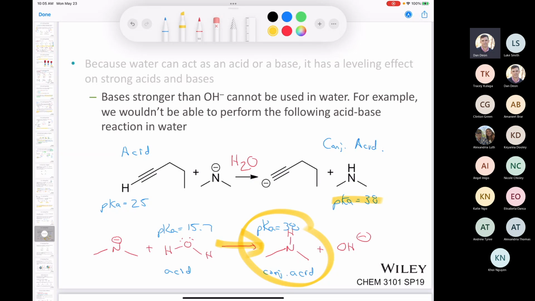So what happens is when you put water in this, or if you tried to use water as your solvent, the water is just going to react with this, the conjugate base of the amine, and you end up producing the amine and hydroxide, and you would get none of this. And therefore, water would not be an appropriate choice of solvent.